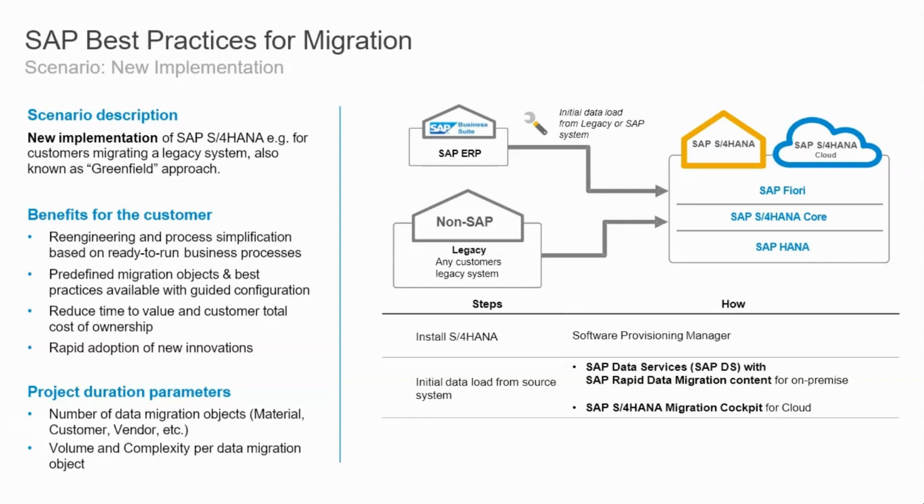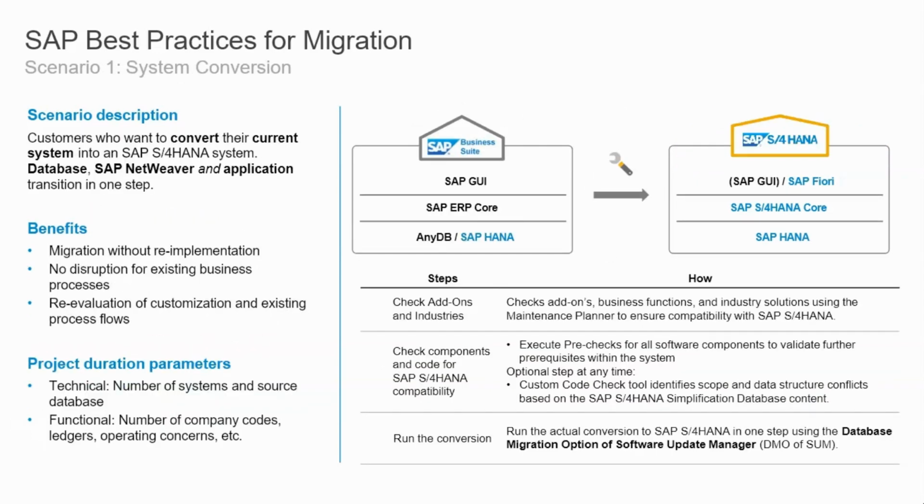Now, what is the basic initial data load? How do we do that? Using the SAP Data Services, and we can use the rapid deployment migration content for on-premise systems and the S4HANA migration cockpit for cloud. So if we are implementing an on-premise system, SAP S4HANA on-premise, we're going to make use of the RDM tool to migrate the data. Or if it is cloud, we'll use the migration cockpit to migrate data from SAP ERP or non-SAP ERP systems to our latest version of the software.